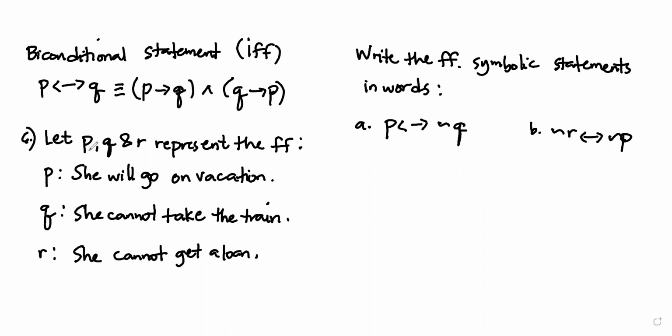So let P, Q, and R represent the following. P: she will go on vacation. Q: she cannot take the train. R: she cannot get along. Write the following symbolic statements in words. For letter A, P if and only if not Q. When we write that in words, P, that is, she will go on vacation.